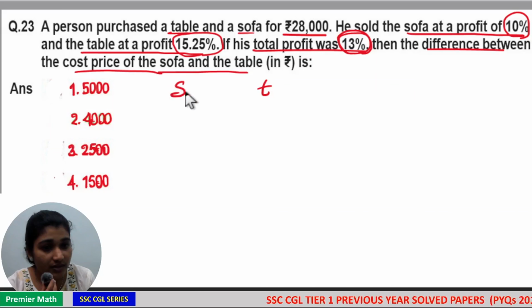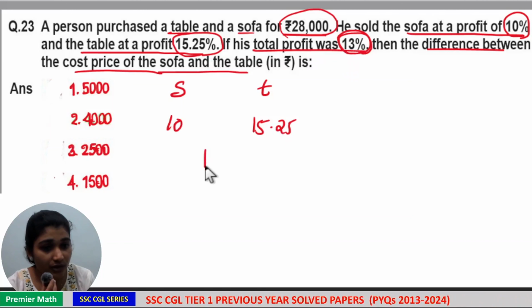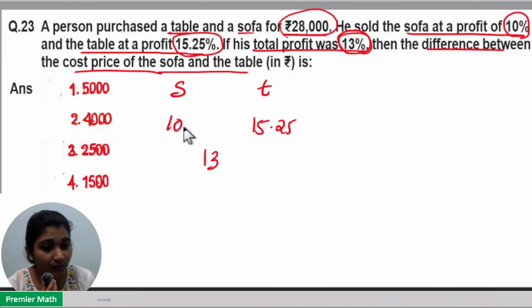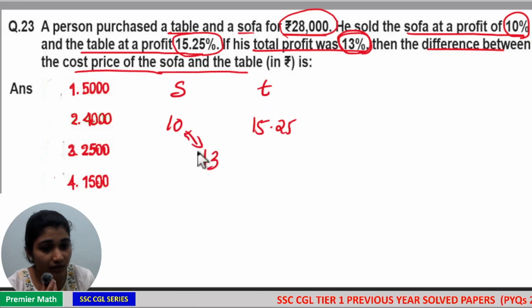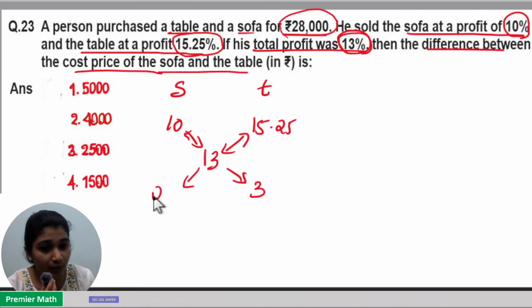Now consider S as the cost price of the sofa and T as the cost price of the table. Now S plus T, we already know, is 28,000. And here the sofa he sold at 10% and the table he sold at 15.25%. Now together, the total profit is equal to 13% from these two. Combined profit of sofa and table is equal to 13%. Now use allocation. Here the difference between 10 and 13 is equal to 3. Write it here. And the difference between 13 and 15.25 is equal to 2.25.